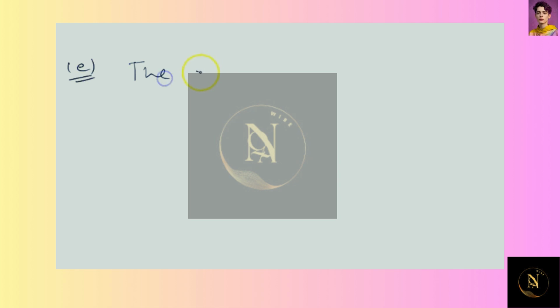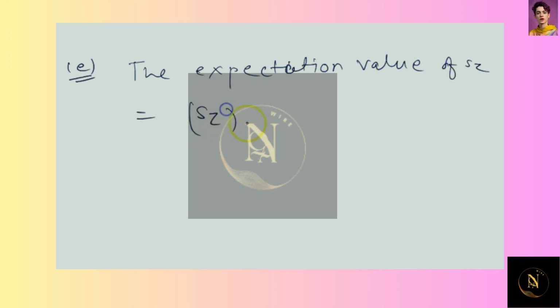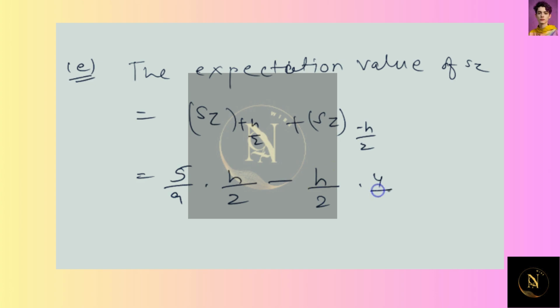And the fifth and last part, the expectation value of Sz, equals Sz of the state plus h by 2 plus Sz of the state minus h by 2, which is 5 by 9 into h by 2 minus h by 2 into 4 by 9, which equals 1 by 9 into h by 2, which equals h by 18.